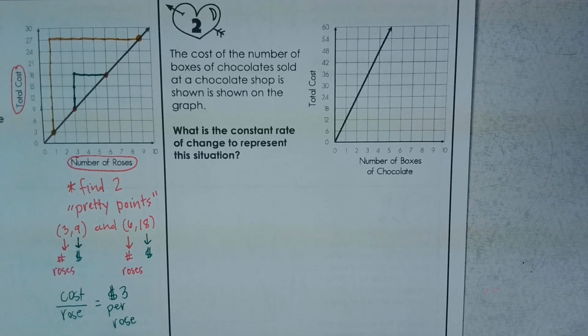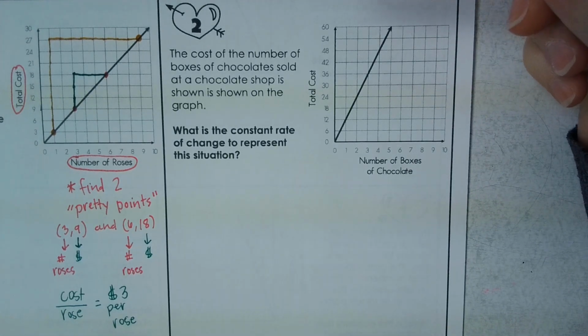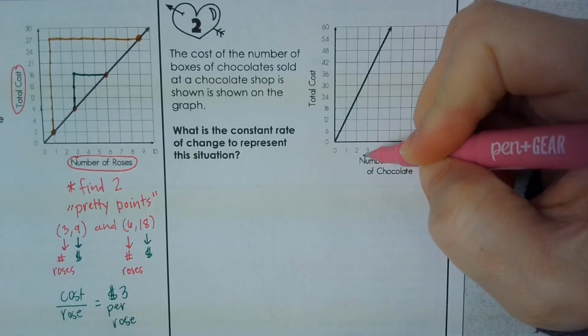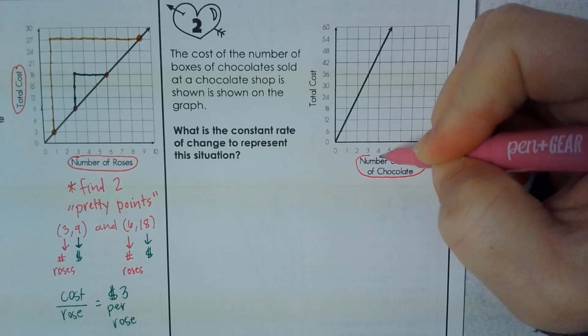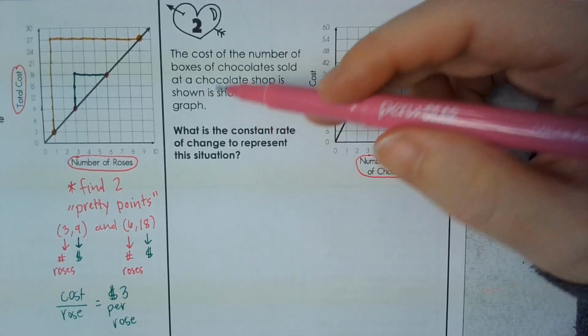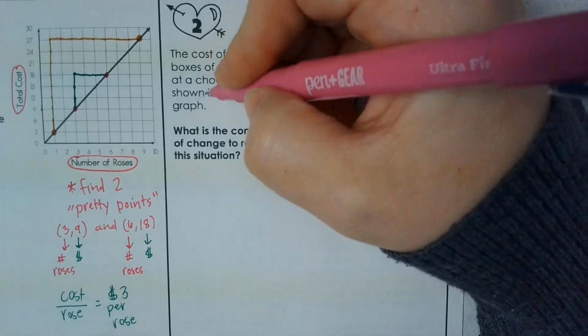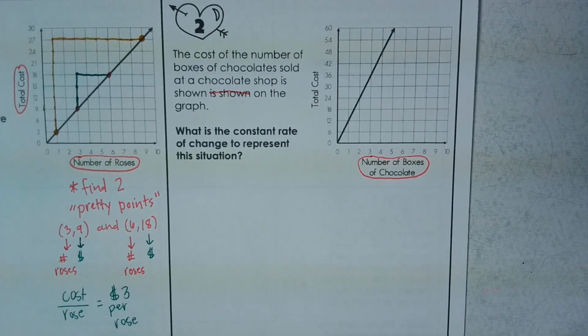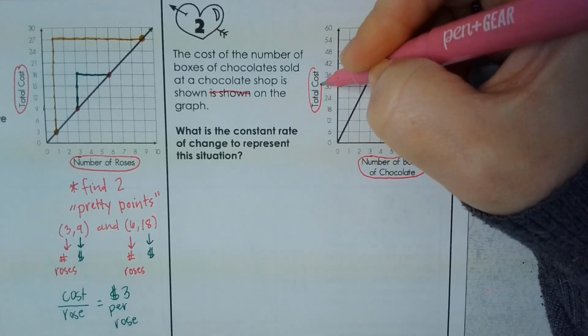All right, number 2. So first thing I'm going to do is pay attention to my x-axis and my y-axis. The cost of the number of boxes of chocolate sold at a chocolate shop is shown on the graph. So we're comparing the number of boxes of chocolate and how much they cost.